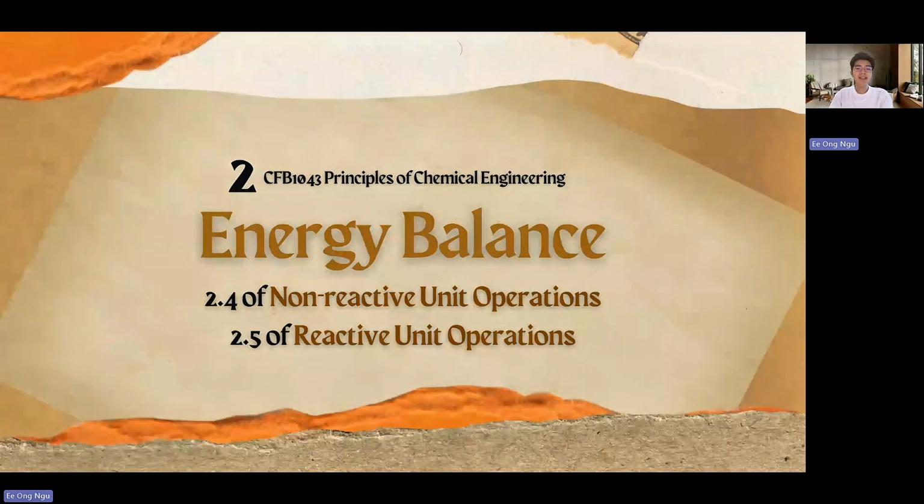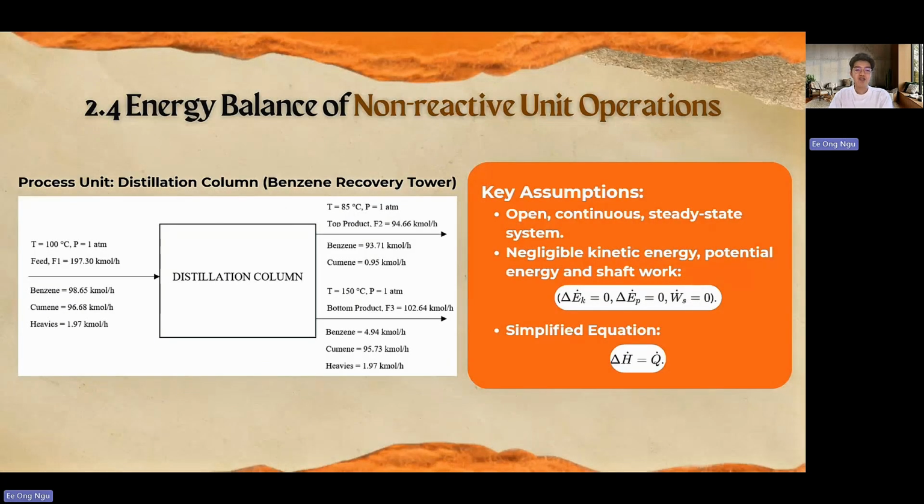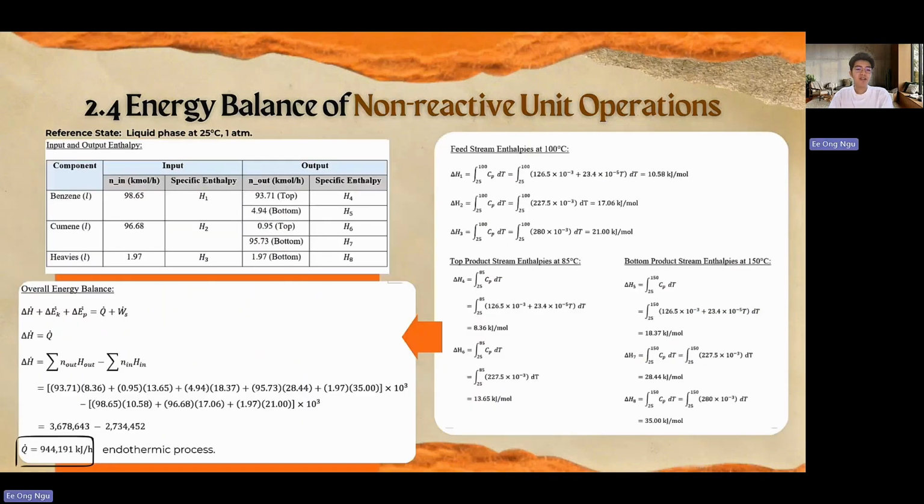Thank you. Following the mass balance, I will now cover the energy balance, starting with section 2.4, our non-reactive benzene recovery tower. As shown in the diagram, feed enters at 100 degrees Celsius, with products exiting at 85 and 150 degrees. Assuming an open, continuous steady-state system, since there are no moving parts or elevation changes, we can eliminate kinetic energy, potential energy, and shaft work. Hence, our energy balance can be simplified to the change in enthalpy equals the heat transfer, Q. Because this is non-reactive, the energy transfer is purely sensible heat.